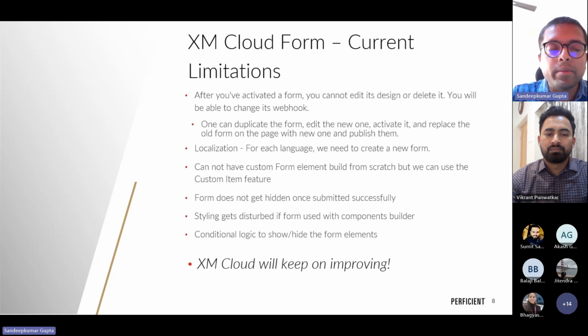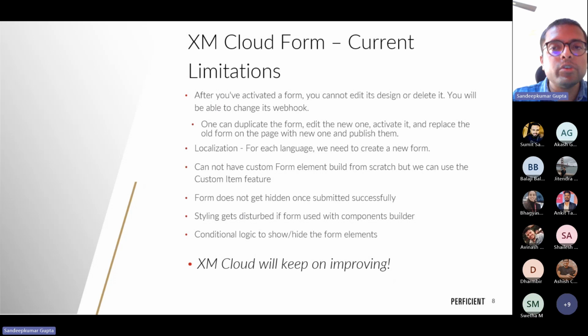before making it active. If you want to edit it, then there is only one option. You can duplicate the form and edit the new one, activate it, and then replace it with the old form on the pages. So you can go back to the page wherever it's placed and select that form. On the right panel, it will give you the options for the new form. So you can just select the new form. It will replace it. But we have to do this for every page wherever it's being used.